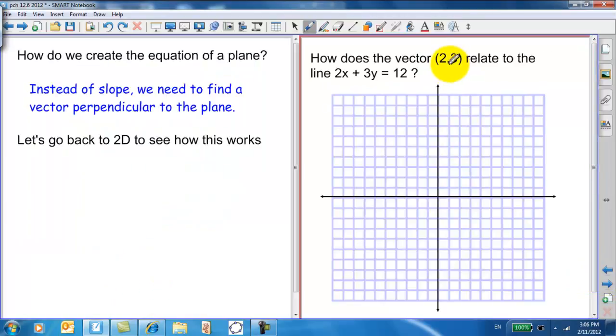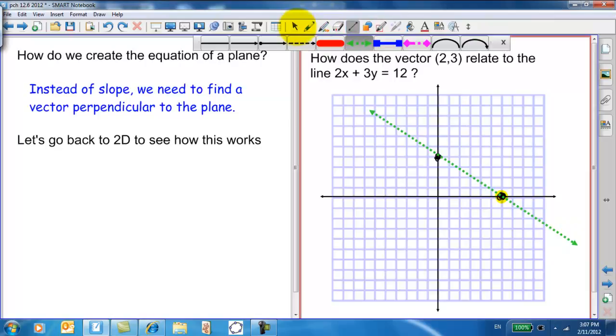Remember when you're in 2D and you want to graph this line 2x plus 3y equals 12, what does the vector 2, 3 have to do with it? Well, 2x plus 3y equals 12, we said went through 6, 0, let's get our marker out again, 6, 0, and 0, comma 4. And let's get our equation of a line in there. There's the line. Well, now let's look at the vector 2, 3. Start here at 0, 0 and go over 2 and up 3.